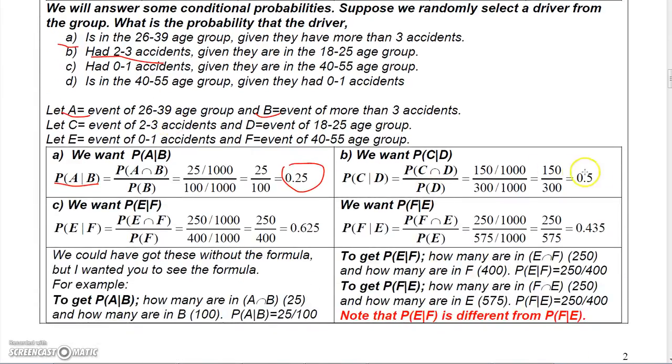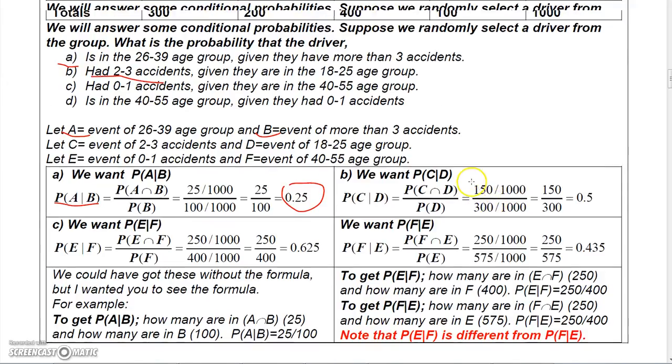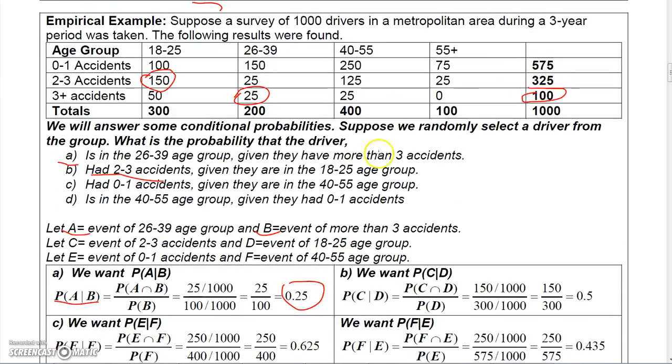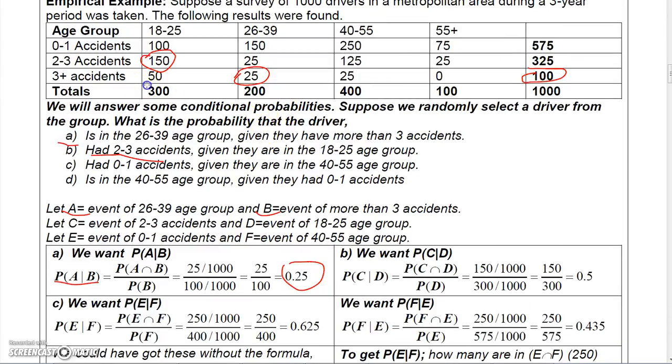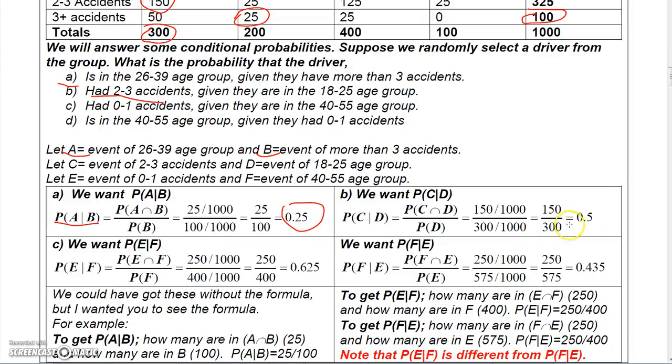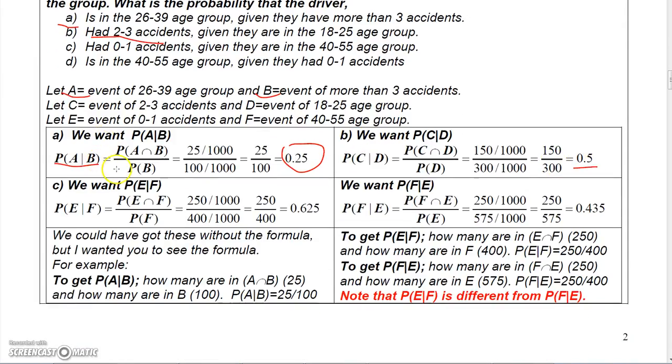So that would be on top here, the probability of C intersect D. And then the probability of D would simply be 300 out of 1,000, because if you look up D, that's the 18 to 25 group, so that's 300 out of 1,000. So you have 150 out of 1,000 over 300 out of 1,000, which simplifies to 150 out of 300, which is 0.5.